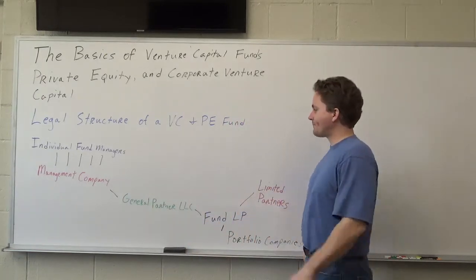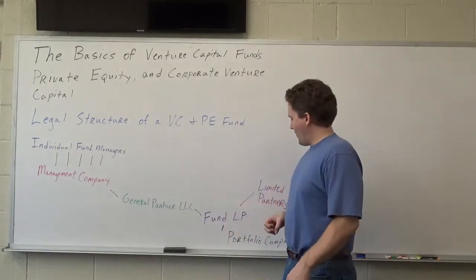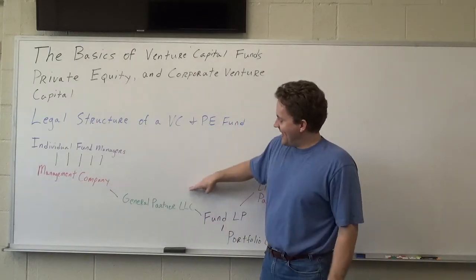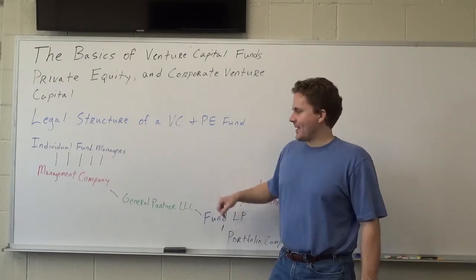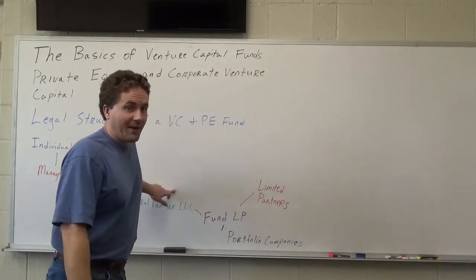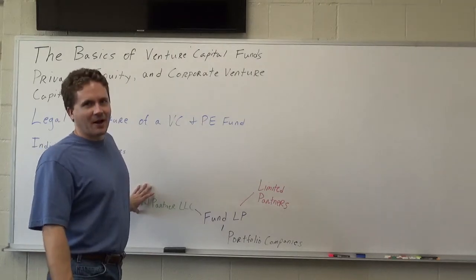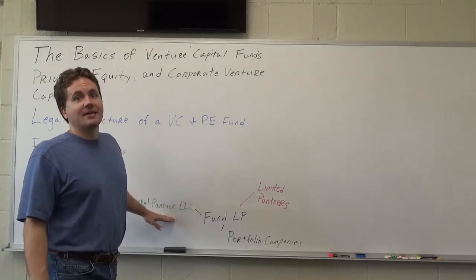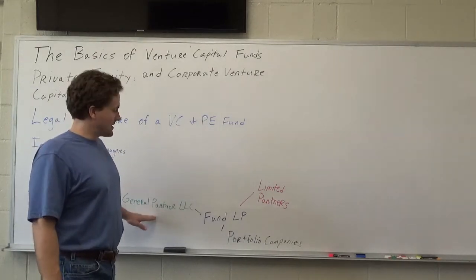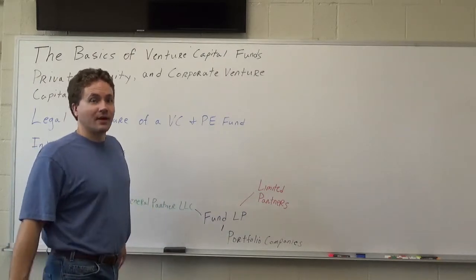Now, you take the management company, and what do they do? They set up a general partner. The general partner is kind of like a subsidiary company of the management company, and what this group does is make the investment decisions. They decide where the actual money goes.